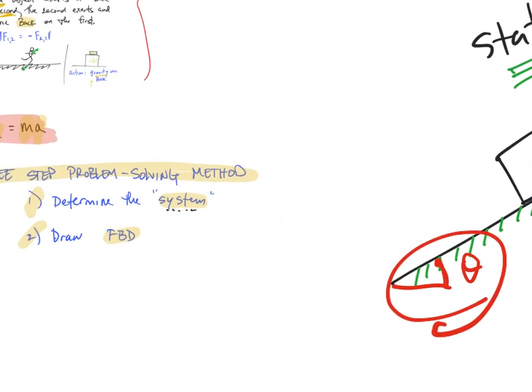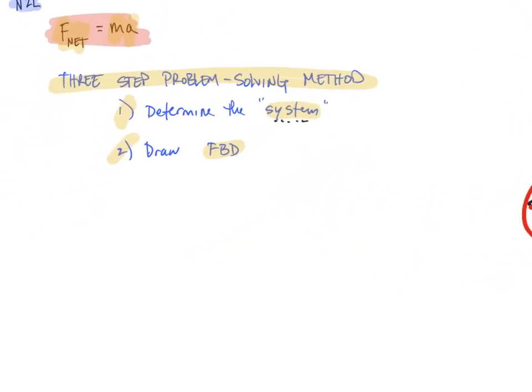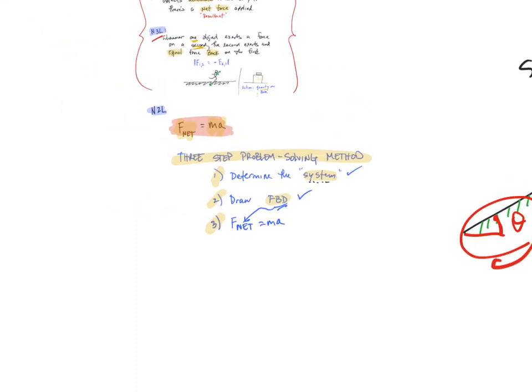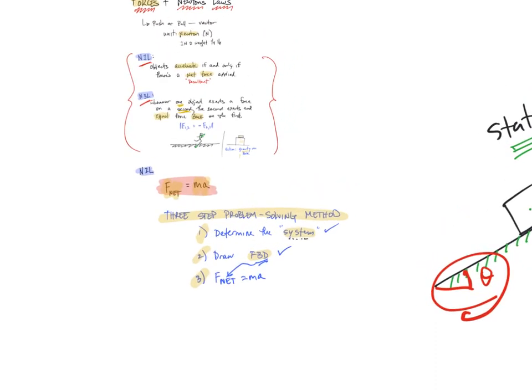So back to our method. We've determined the system, right? You draw the FBD, and then you move into F net equals ma. Once you've got your free body diagram, you are prepared now to look at those vectors and determine what the net force is. And at that point, it's usually a fairly straightforward calculation once you've done steps 1 and 2. Steps 1 and 2 are the hard part. Step 3 is easy.